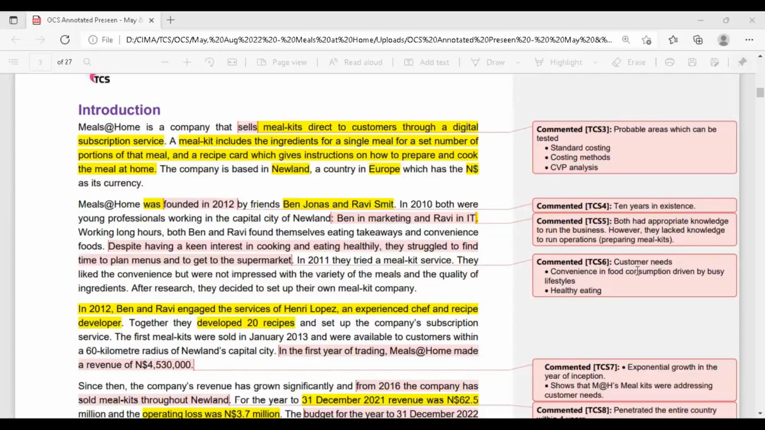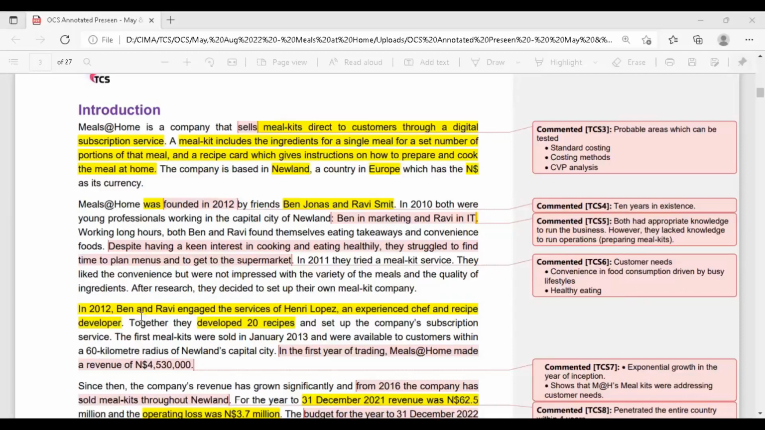So the examiner is highlighting customer needs. We saw the same type of needs when we were conducting the industry analysis as well. So customers are looking for convenience in food consumption due to their busy lifestyles, and they are hell-bent on healthy eating. So that's what the two founders were looking at when it comes to preparing meals, and they understood that there's a gap in the market, and they started exploiting the market by setting up a company in 2012.